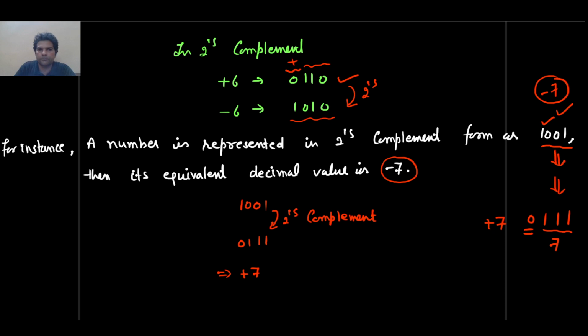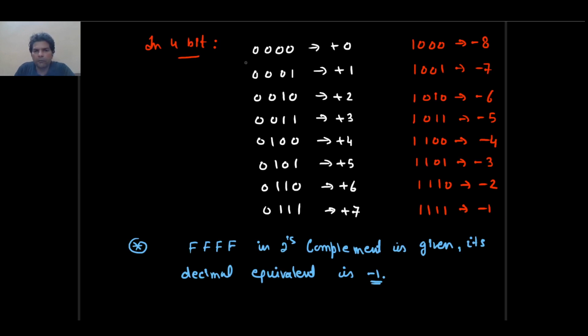Now in 4 bit 2's complement, the range is 0, 1, 2, 3 up to 7, and minus 1, 2 up to minus 8. So now you can see here there is only a single representation of 0. Correct?